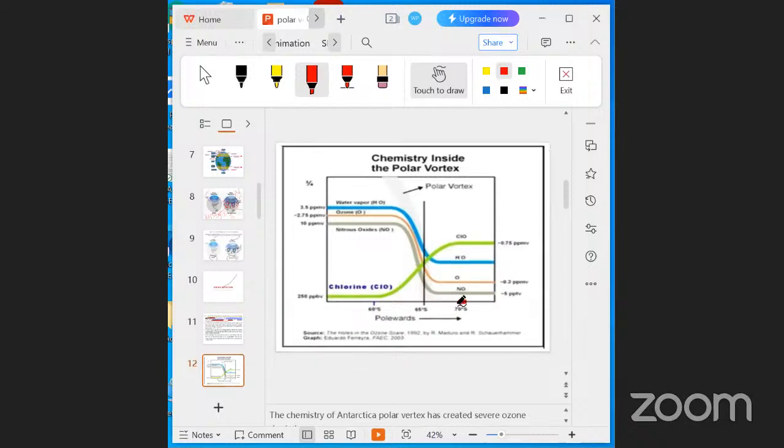You see here, the 70 degrees south, that is close to a pole, right? Close to the pole. So you find chlorine here. This chlorine concentration actually increases up to here, right? Increasing.